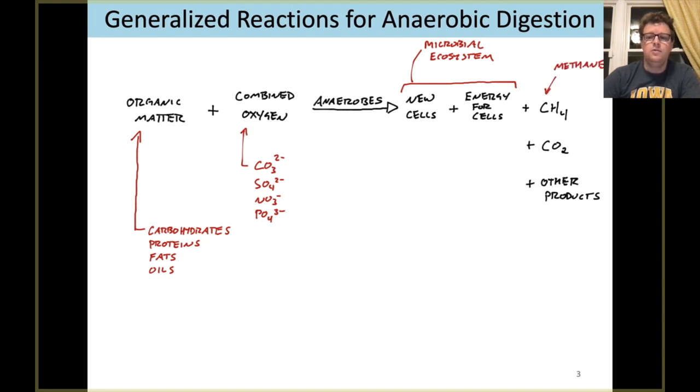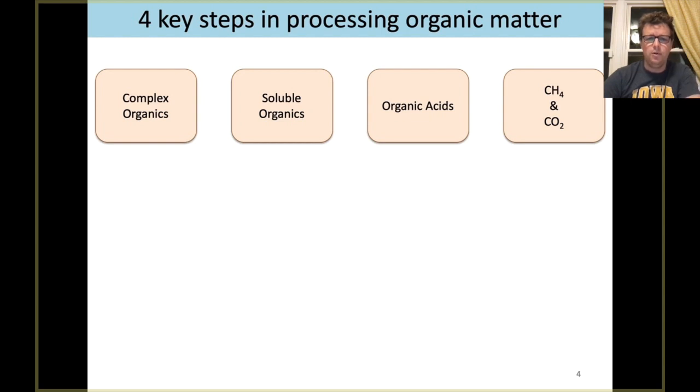Methane gas, CH4, presents an opportunity for us to recover natural gas from the system and actually gain some energy back. And other more minor products, a few examples of which I've listed here. So in general, this is the set of reactions that we're trying to get to take place. There's really four steps that happen along the way.